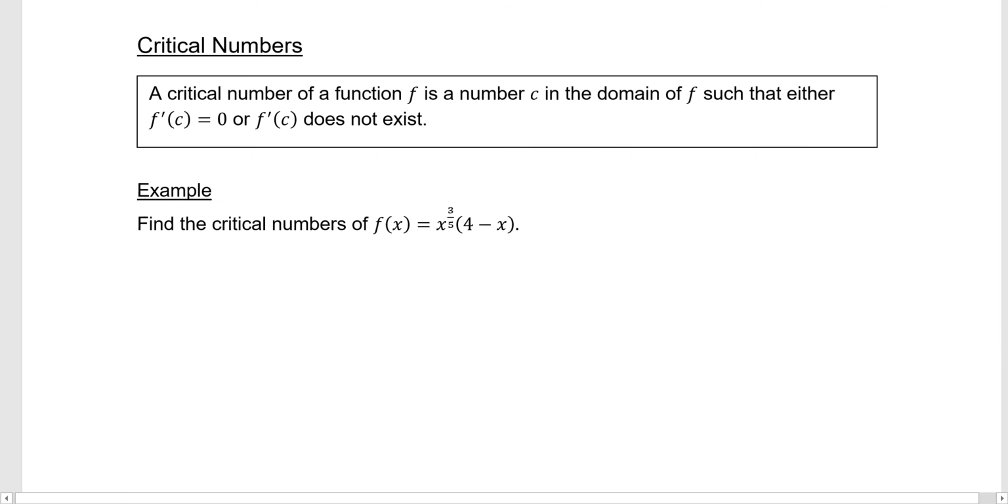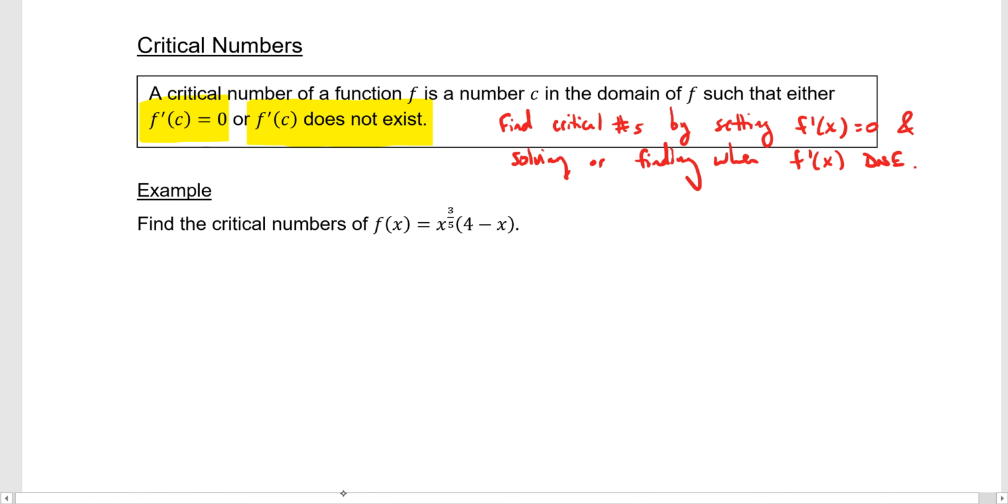All right, on to one of the last things here, and this is one of the most important things for this section, critical numbers. We're going to be using this in the upcoming sections as well. A critical number of a function is a number c in the domain of f of x such that either the derivative equals 0 or the derivative does not exist.